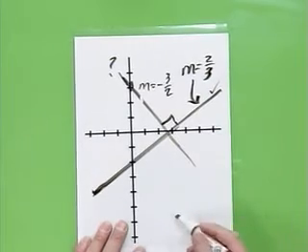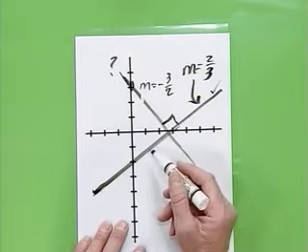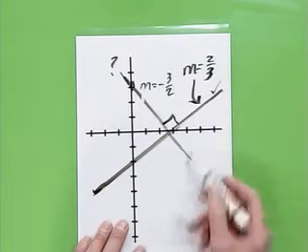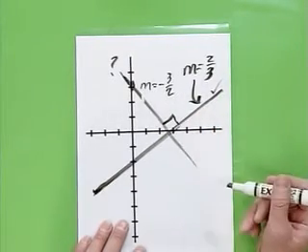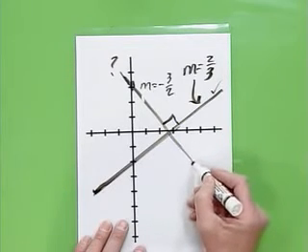Because the rule is that any line perpendicular to a given line, the slope is the negative reciprocal of the original slope. So this is the negative reciprocal of 2/3. So the last thing then is, what's the equation of this line? Can anyone tell us?